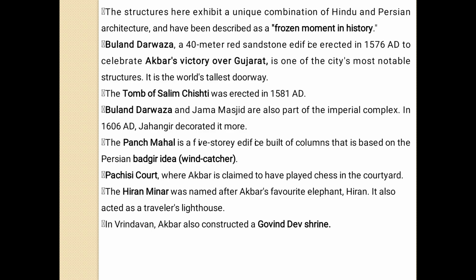The tomb of Salim Chishti was erected in 1581. Buland Darwaza and Jama Masjid are also part of the imperial complex. In 1606, Jahangir added decorative work in marble. The Jodha Bai Mahal is a few stories high, built with columns that is based on Persian ideas.